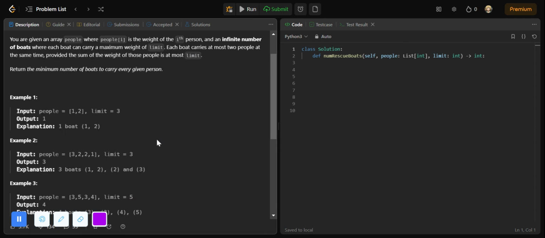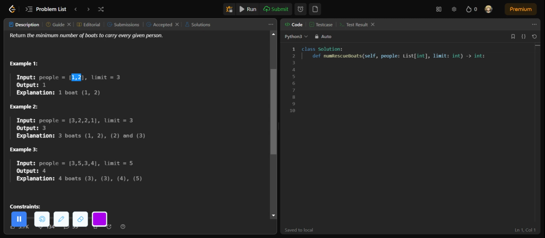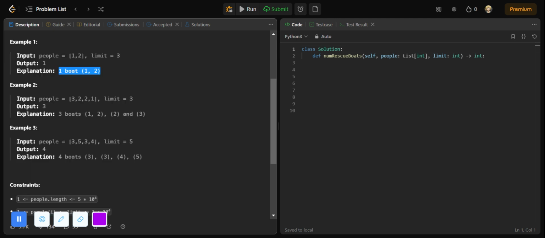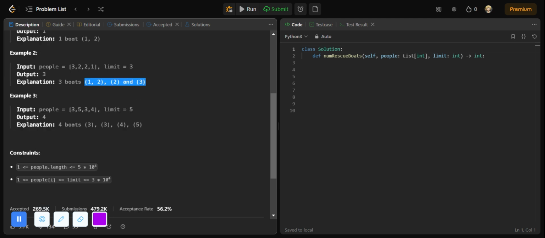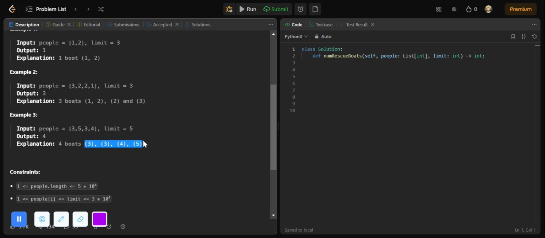So as you can see, for the first example, we can take the two people in one boat, right? Because the sum of their weight is equal to the limit, and we only need one boat. But for the second example, we need three boats, because we can take one and two together, and then two and three, so we need three boats. And for the last one, we need four boats because we can't take them together, because the sum of their weights is greater than the limit.